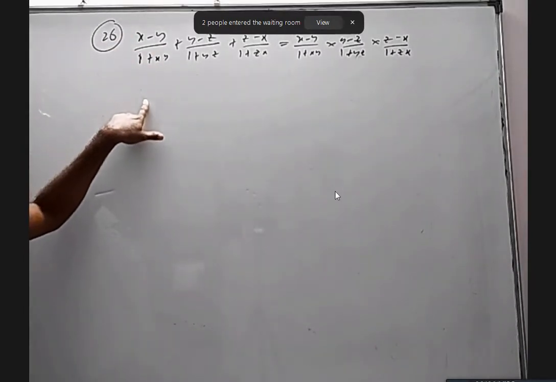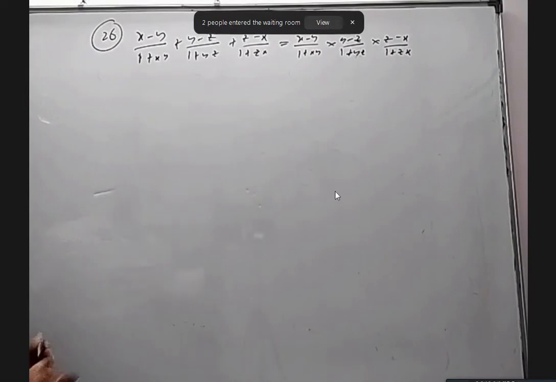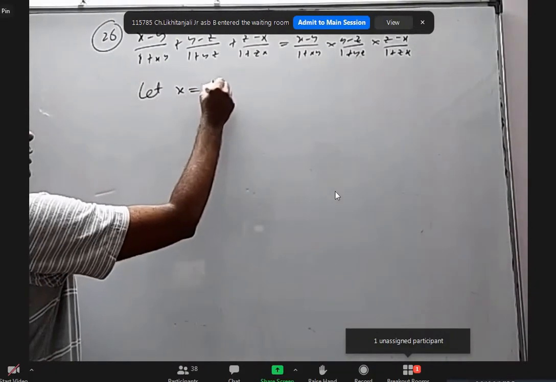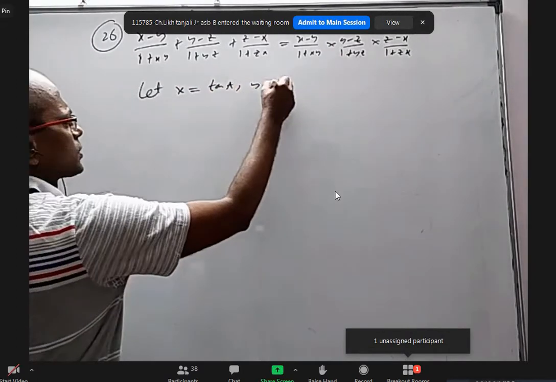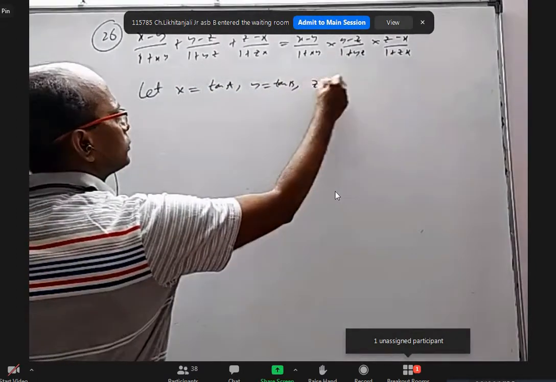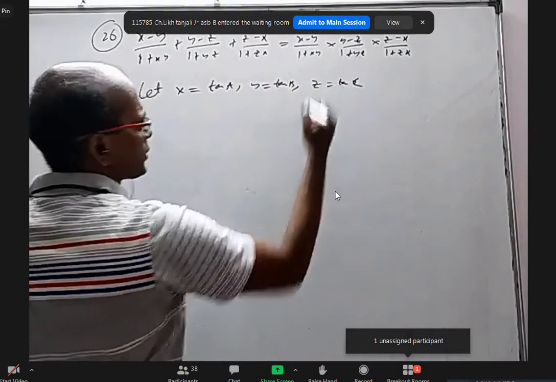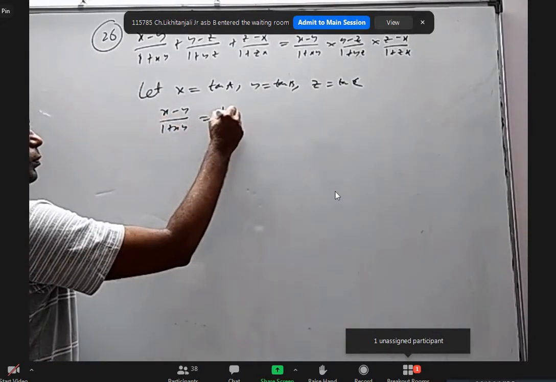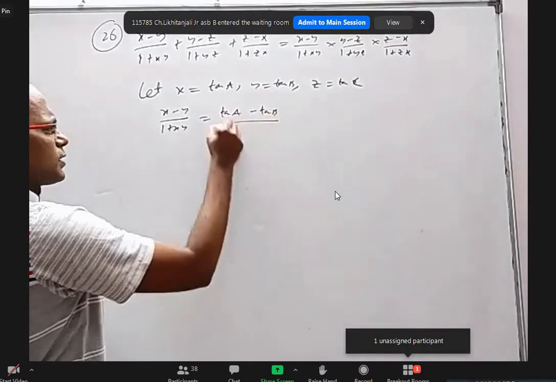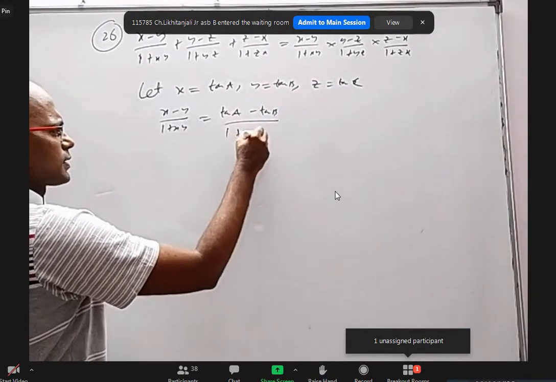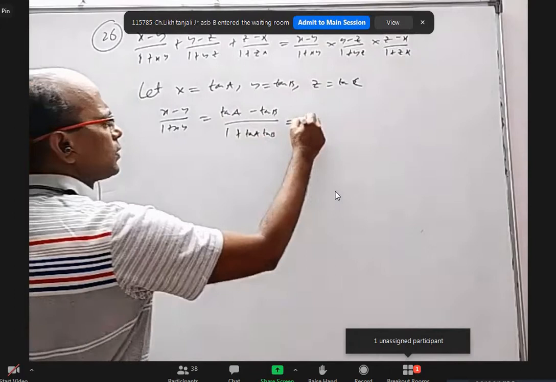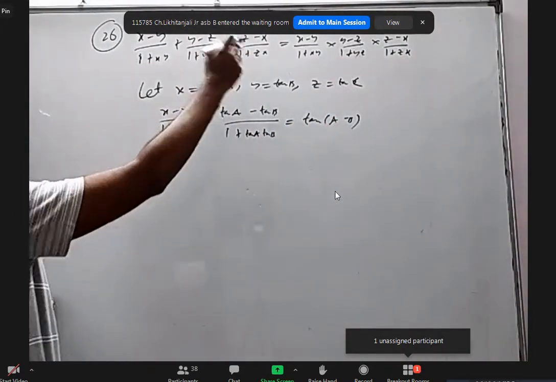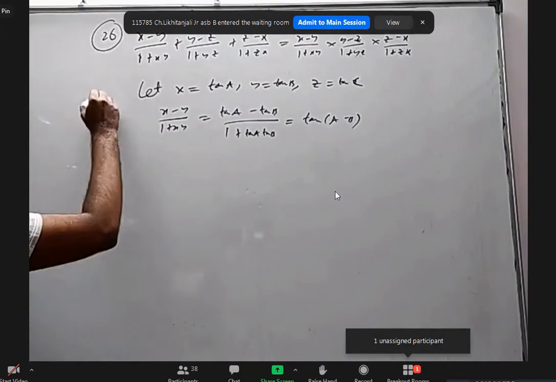Yes sir, tan alpha minus tan beta by 1 plus tan alpha tan beta. So let us take x equal to tan A, y equal to tan B, z equal to tan C. Then what happens? x minus y by 1 plus xy will become tan A minus tan B by 1 plus tan A into tan B, which is tan of A minus B. Similarly, this will be tan of B minus C, and this will be tan of C minus A.